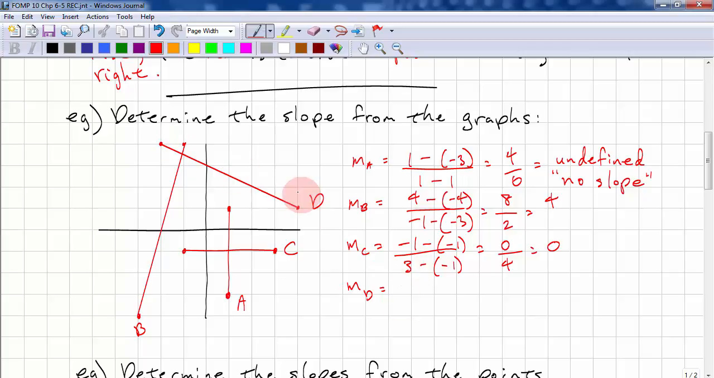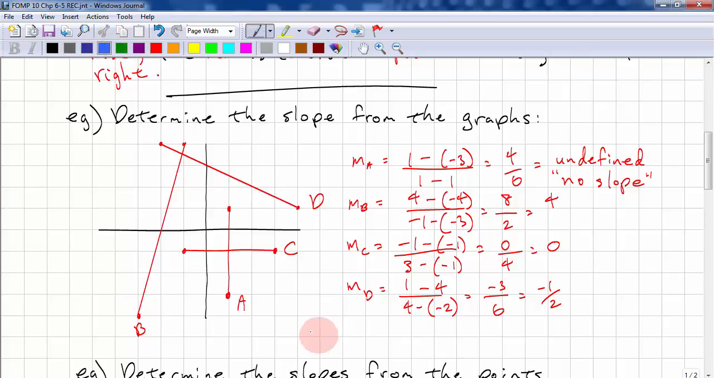Let's do the slope of D. We have 1 minus 4. 1 is y2, 4 is y1. And we have 4 minus negative 2. So x2 is 4 and x1 is negative 2. So we have 1 minus 4, that's negative 3. We have 4 plus 2, that's 6. So we have negative 1/2. Okay, so this is a positive slope that's going up, and this is a negative slope, it's going down. So that's another way of looking at increasing and decreasing.